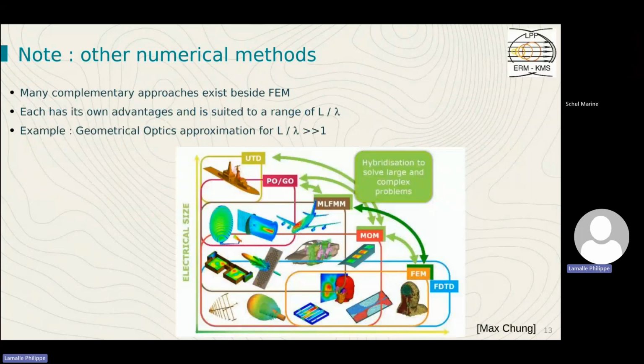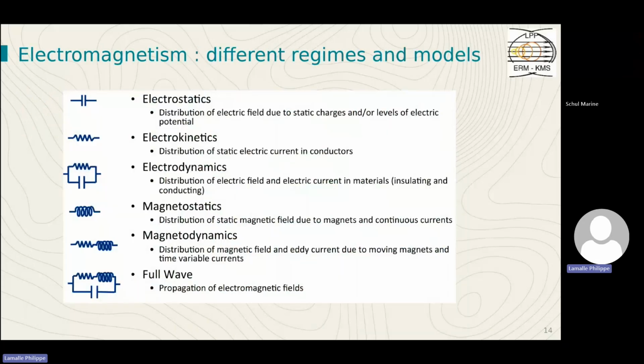This is just a view graph to show you that there are many other methods than the finite element method, which is in this orange box. The vertical axis shows the electrical size of a problem. For instance, if you were interested in the radar cross-sections of ships or airplanes, you're talking of very short wavelengths and very large domains, and there you will typically use different approximations. And perhaps in such large problems, you don't want to use the finite element method, but this is our topic today.